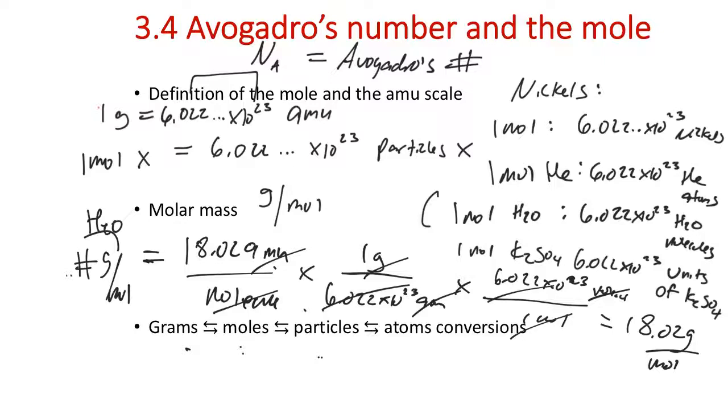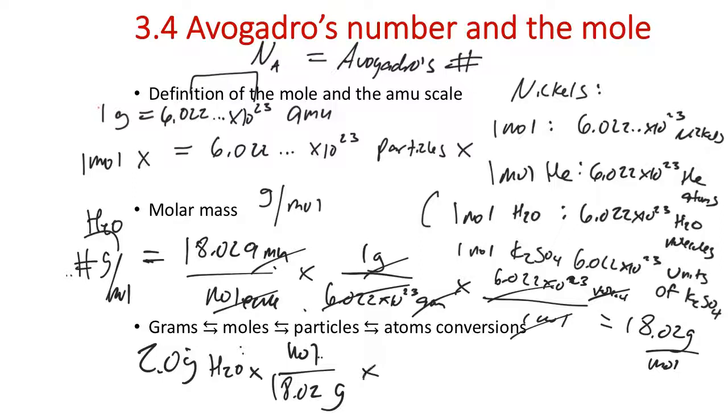A couple of questions you might think about: we could give you a certain quantity of sample. We could say you have 2 grams of water. How many moles are there? If I take 2.0 grams of water and divide by 18.02 grams per mole, I can calculate the number of moles of water. It'd be about 1/9 of a mole of water.